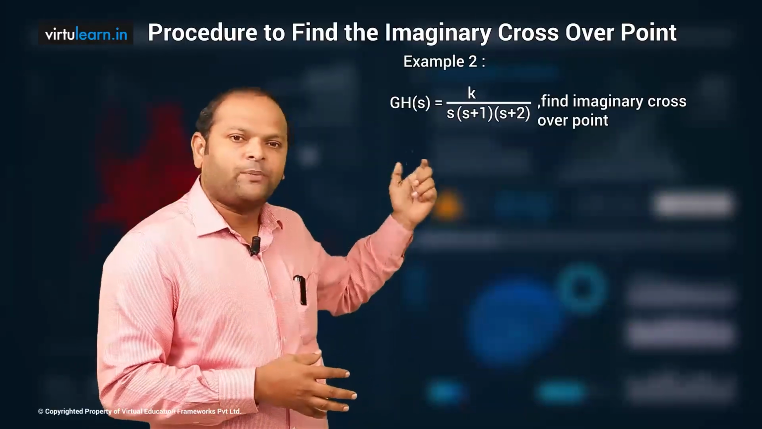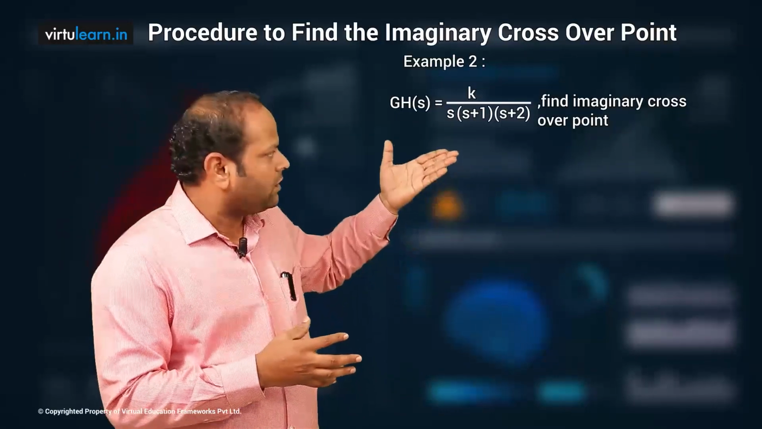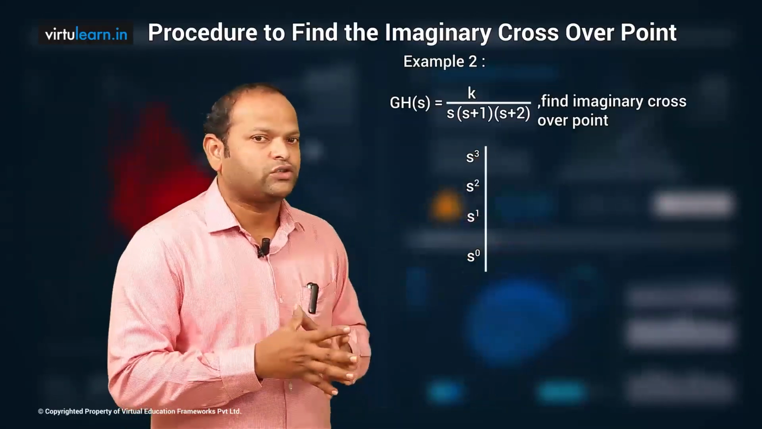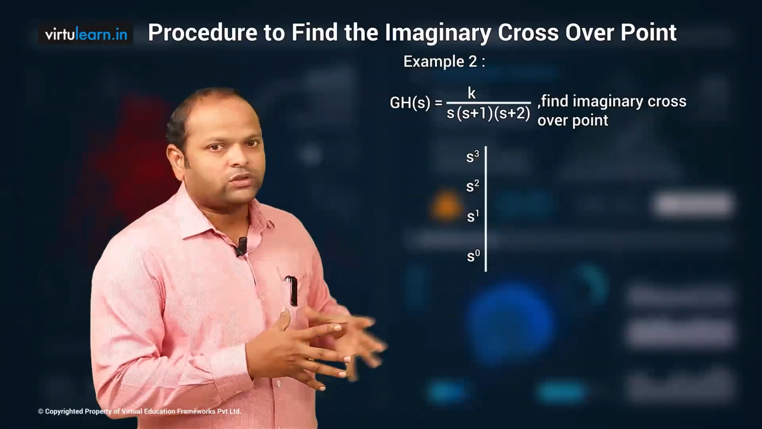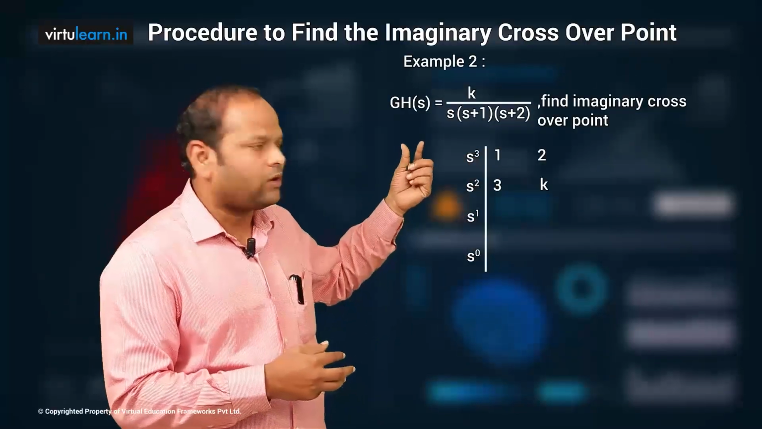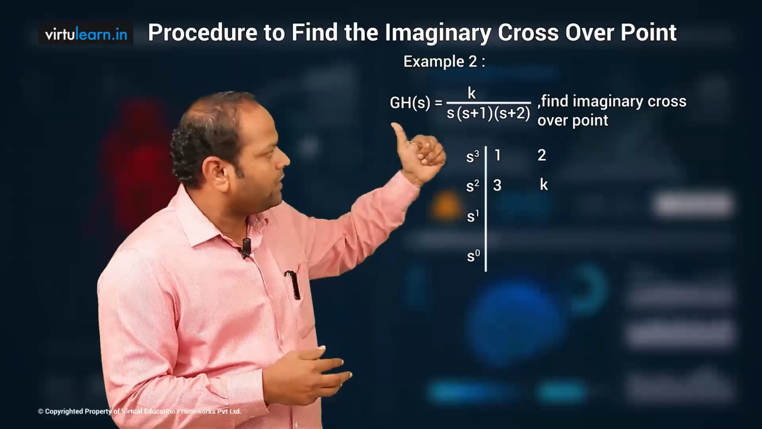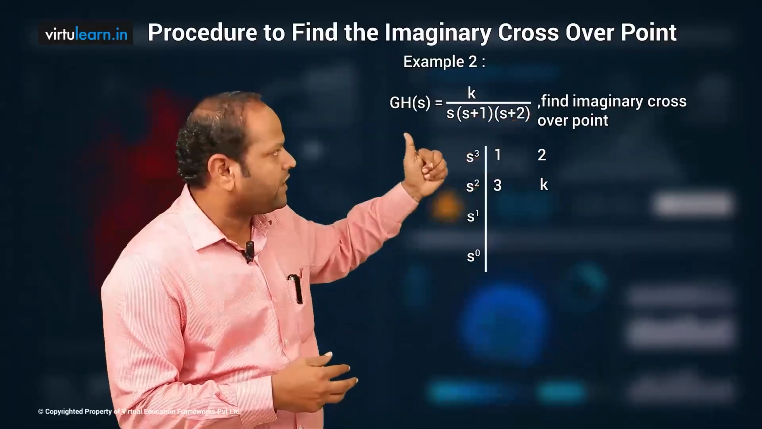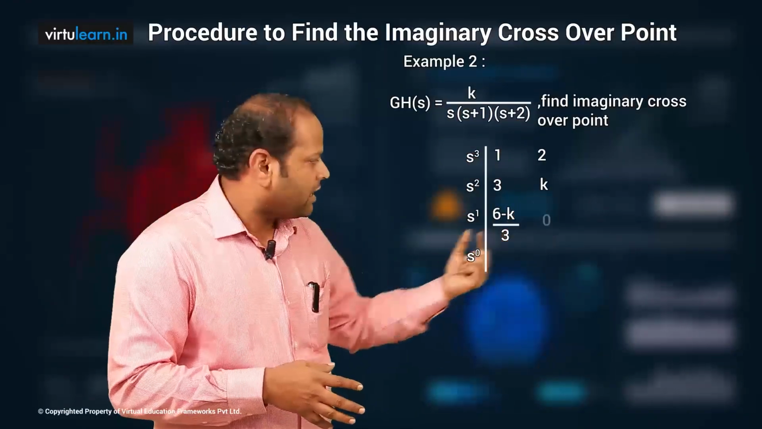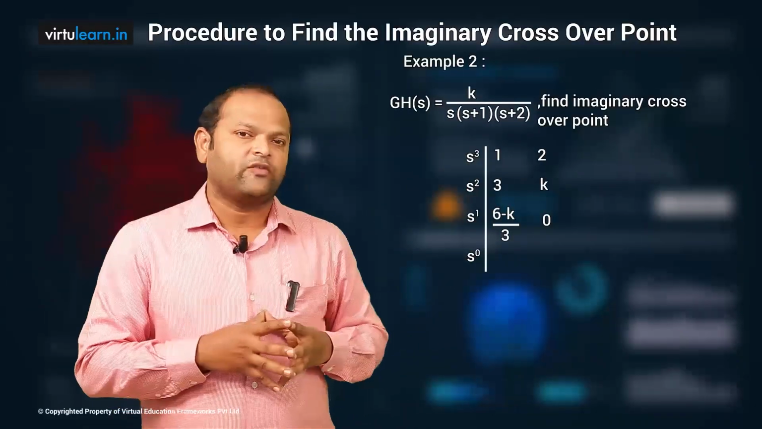The procedure is to put 1 + GH = 0, and we get s^3 + 3s^2 + 2s + K = 0. Now form the Routh array: 1, 3, 2, K. The highest degree is s^3, then s^2. Then the s^1 row is calculated as (3 into 2, 6 minus K) divided by 3, and the other element is 0. The last element is K, carried forward to s^0.